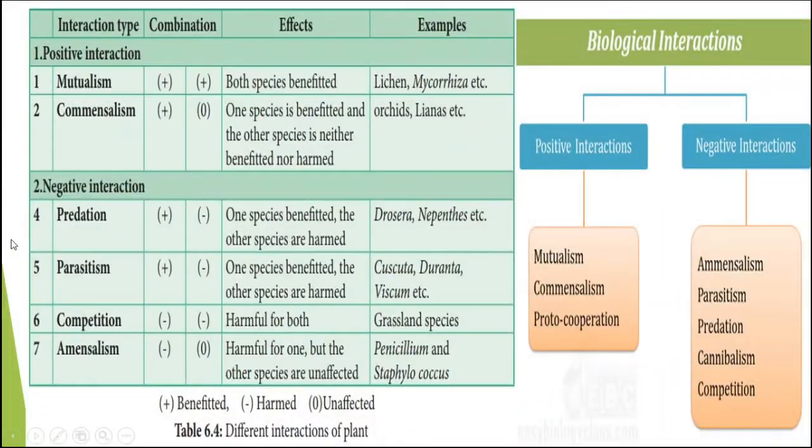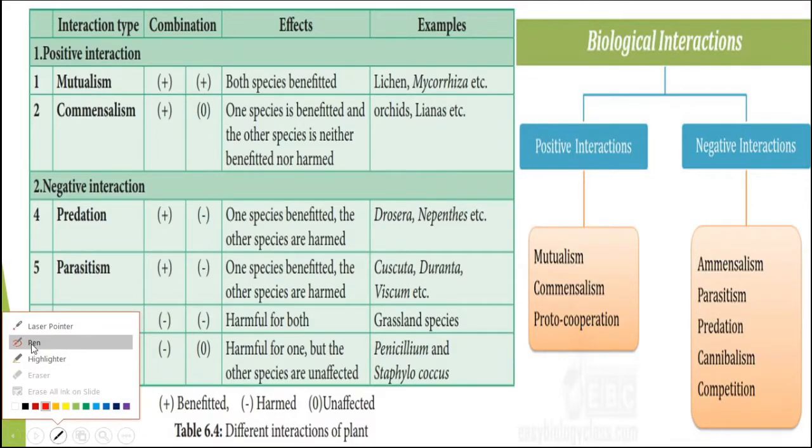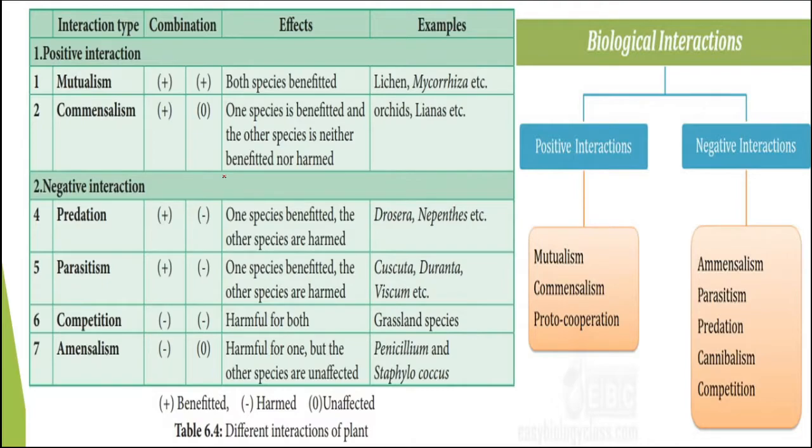In this slide, we can see different types of interaction which occur between different types of organisms. Depending upon whether the interaction is positive or negative, they are of two types. Positive interactions include mutualism, commensalism, proto-cooperation, whereas negative interactions are amensalism, parasitism, predation, cannibalism, and competition. Now in mutualism, both organisms are getting benefit from each other, hence it is known as mutualism, and examples are lichen, mycorrhizae, etc.